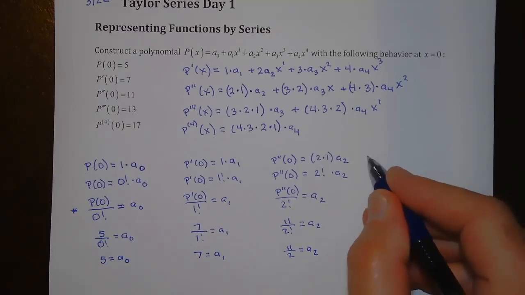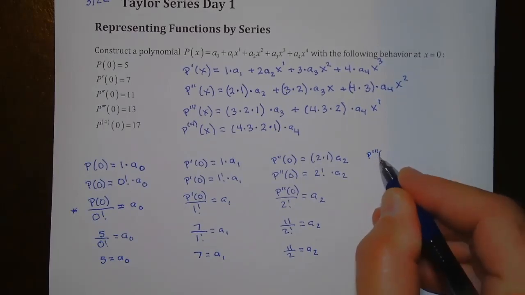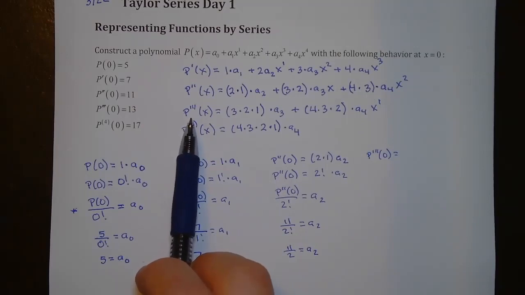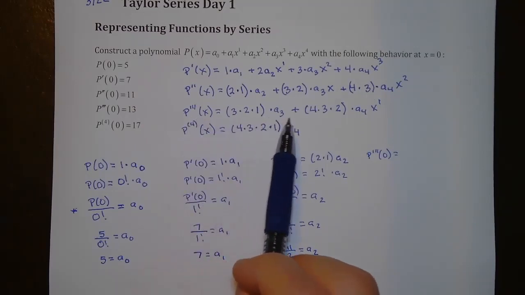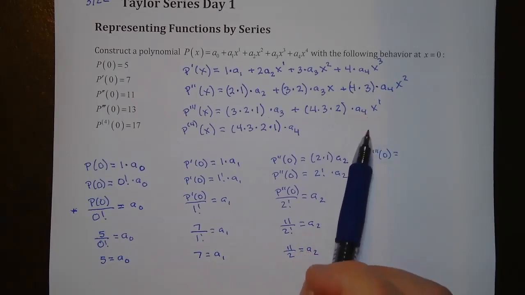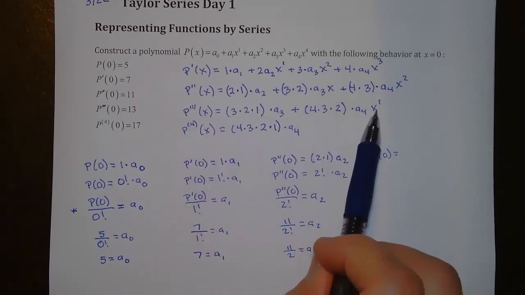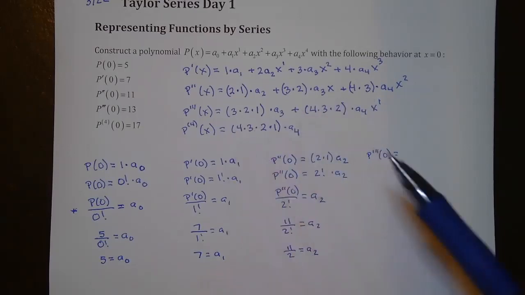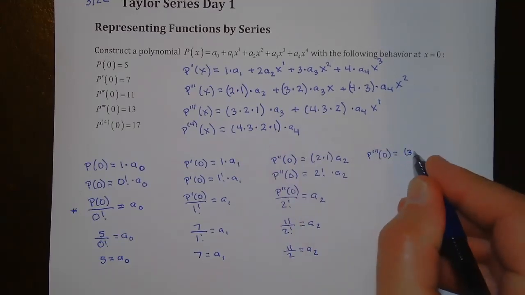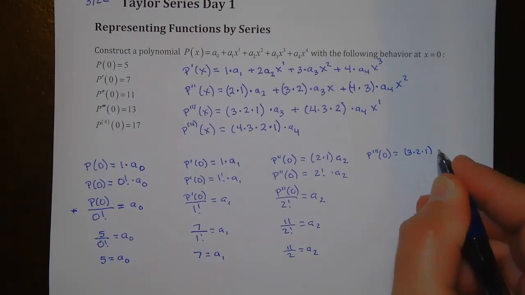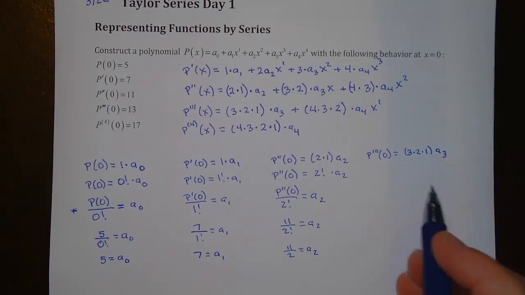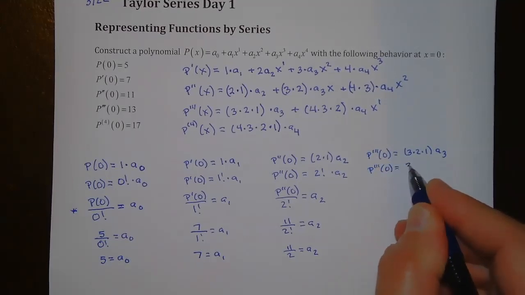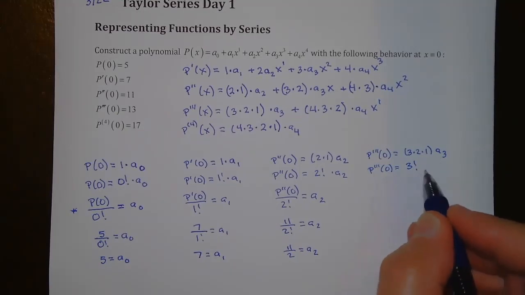Okay, p triple prime. p triple prime of 0 is equal to 3 times 2 times 1 times a sub 3. Well, here's where our x is, right? But when we put 0 in here for x, this x is going to be 0. So all of this is going to go away, and I'm going to be left with 3 times 2 times 1 times a sub 3. You're starting to see the pattern. That becomes p triple prime of 0 is equal to 3 factorial times a sub 3.